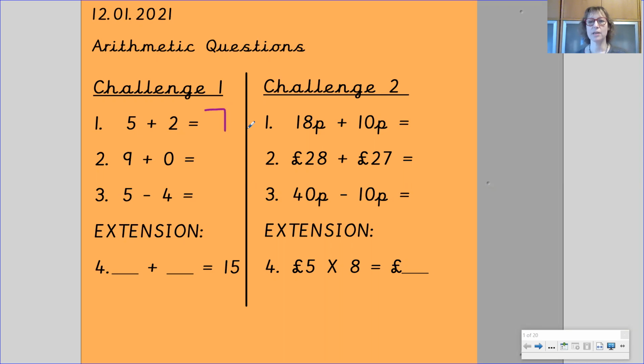My next question, I've got 9 and I'm going to add 0. I'm not going to add any more to my 9. I've already got my 9, so it's not going to change. So when you add 0 to anything, the answer doesn't change because you're not adding any more. So the answer is going to stay as 9.